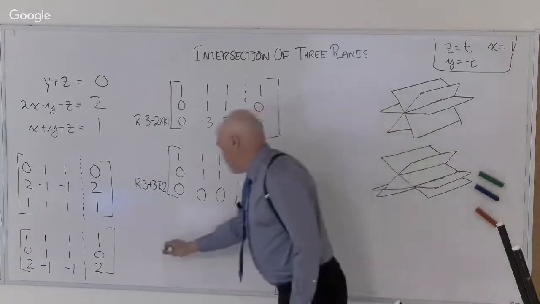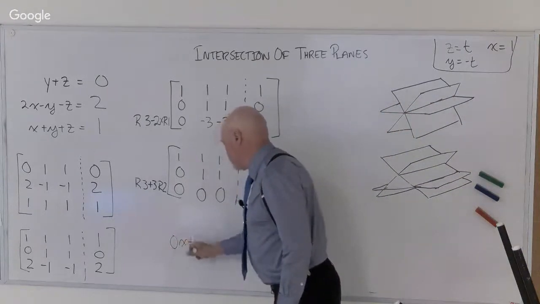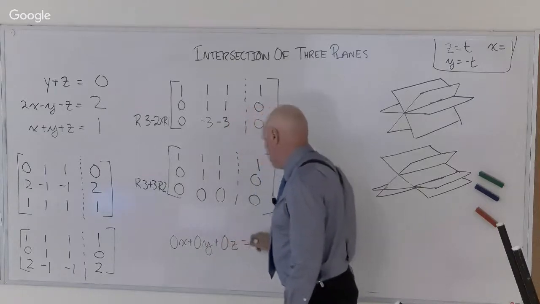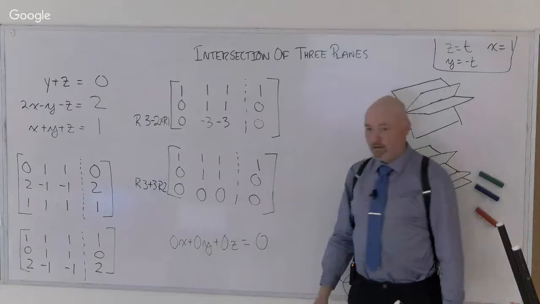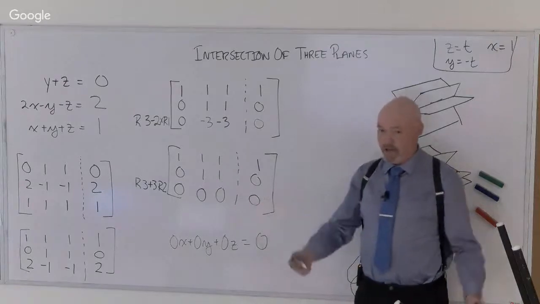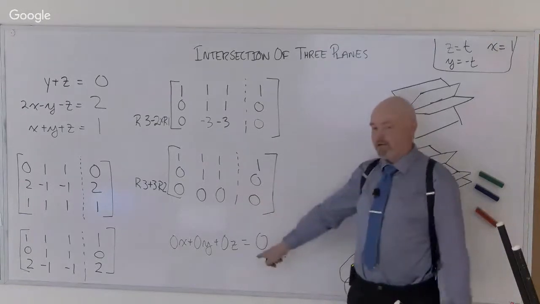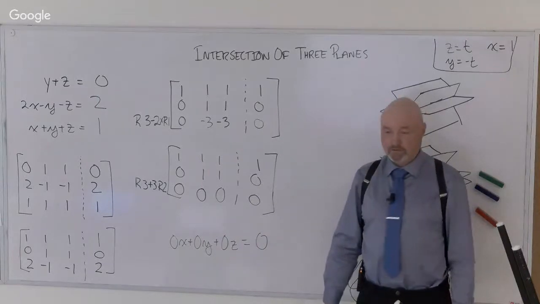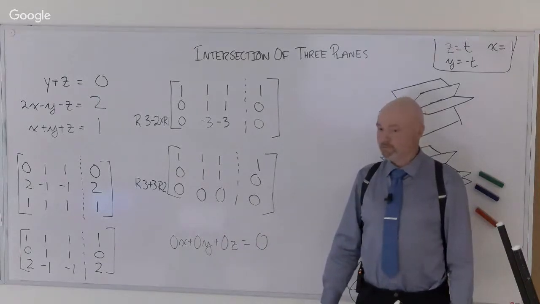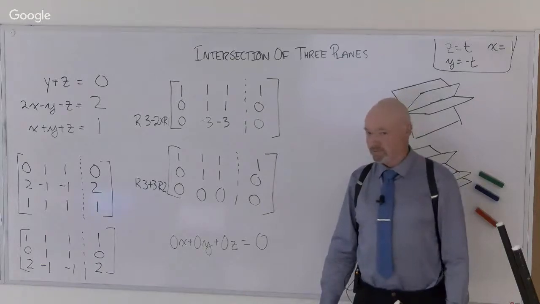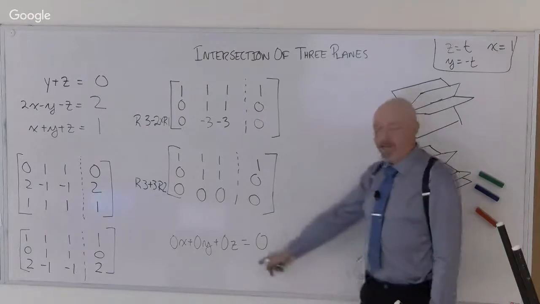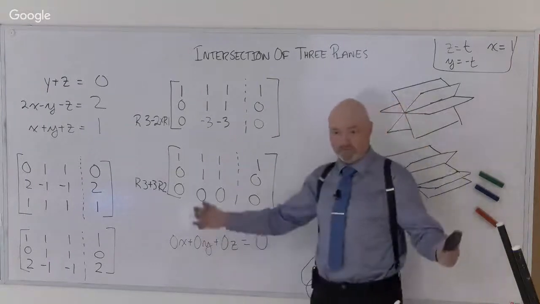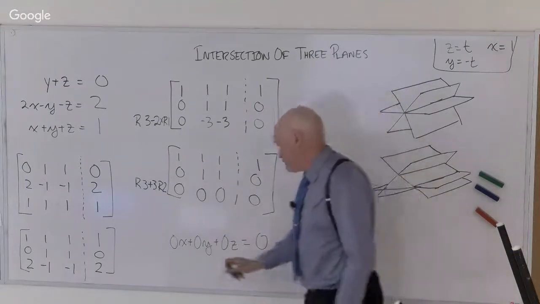This means that 0x plus 0y plus 0z is equal to 0. Can you tell me values of x, y, and z that satisfy this relationship? Trick question, right? The fact is any value of x, y, and z works, because 0 times anything is going to be 0.